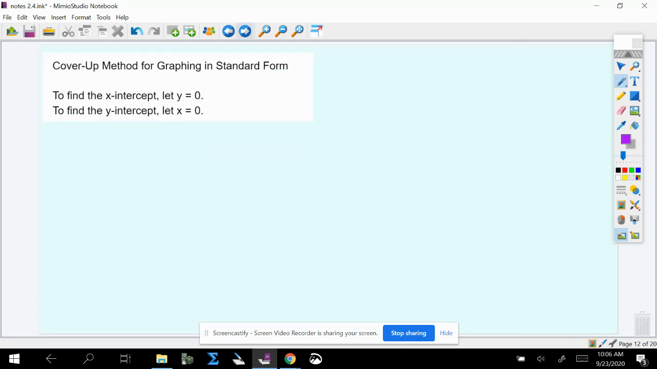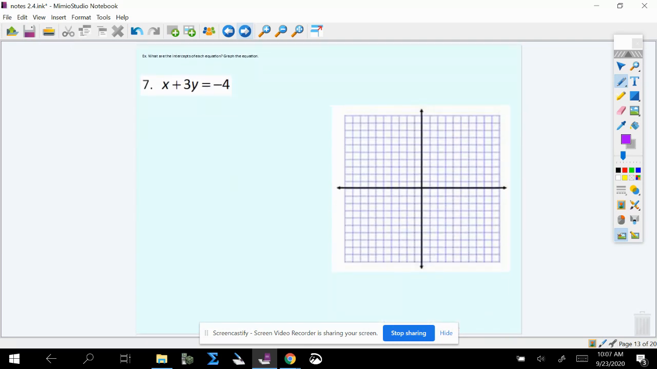So when I help students with this, I call this the cover-up method. What I mean by the cover-up method is if I want to find the x-intercept, I let y be 0. Essentially, I cover up the y terms. If I want the y-intercept, I'm going to do the opposite. I'm going to cover up the x terms. It's probably easiest to show this with changing colors on my pen here.